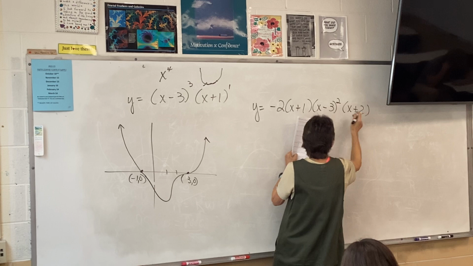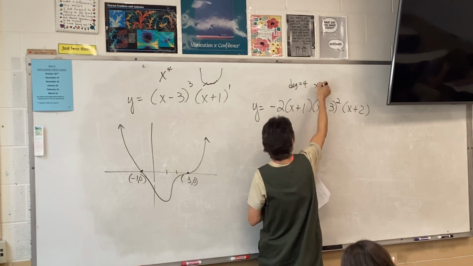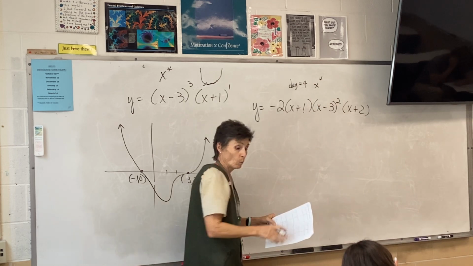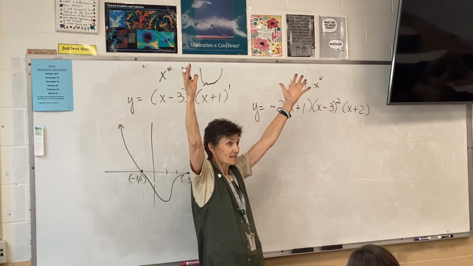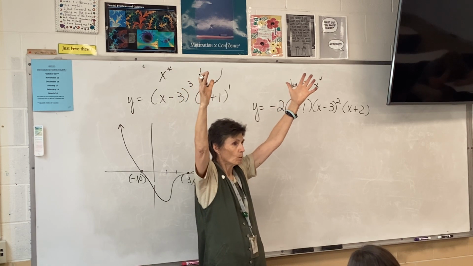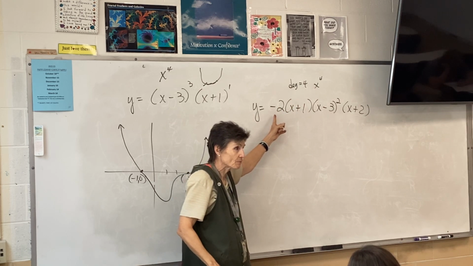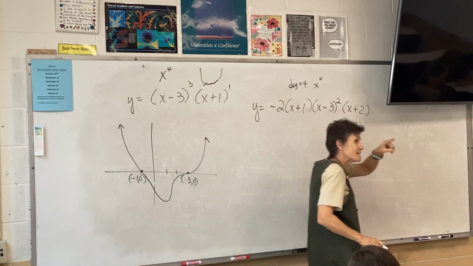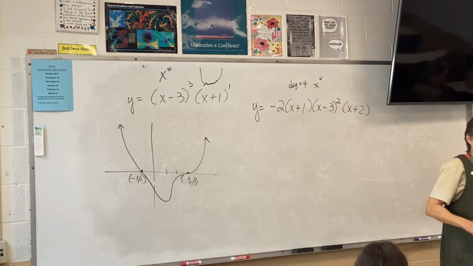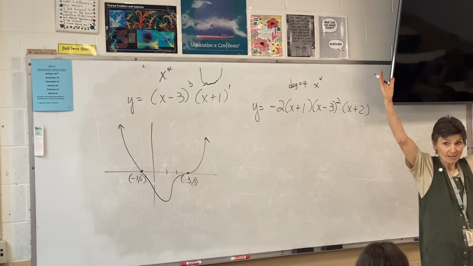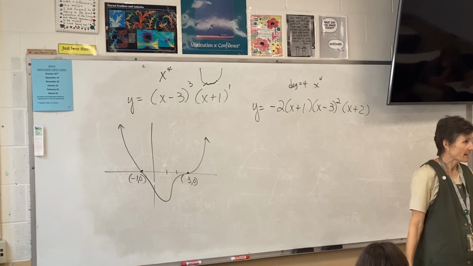Okay, so you have counted up all the x's, and so the degree is 4. So it's x to the 4th, which means up, right? That's how evens do. But wait, wait. There's a negative in front of it. What do negatives in front of your equation do? Flip it. So a 4th should be up. Not this one, it's going to be down.